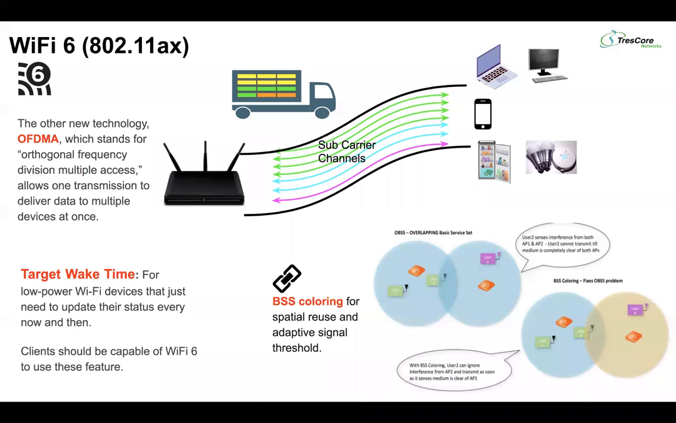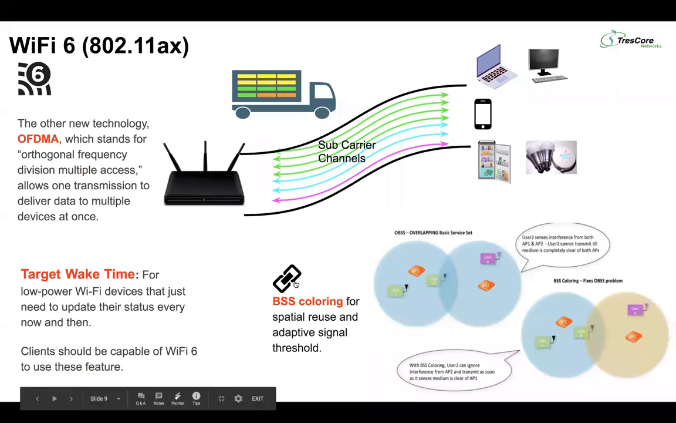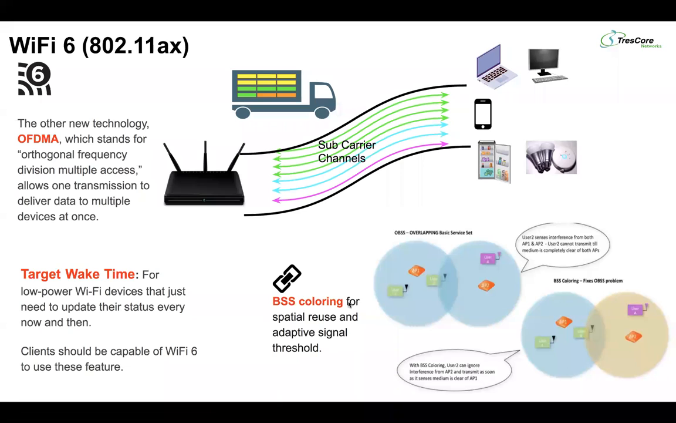And one more very neat thing that they came up with is called BSS coloring. Okay, so let's assume there are two wireless access points. Okay, when I say access points, this means wireless routers. We can also call them access points.